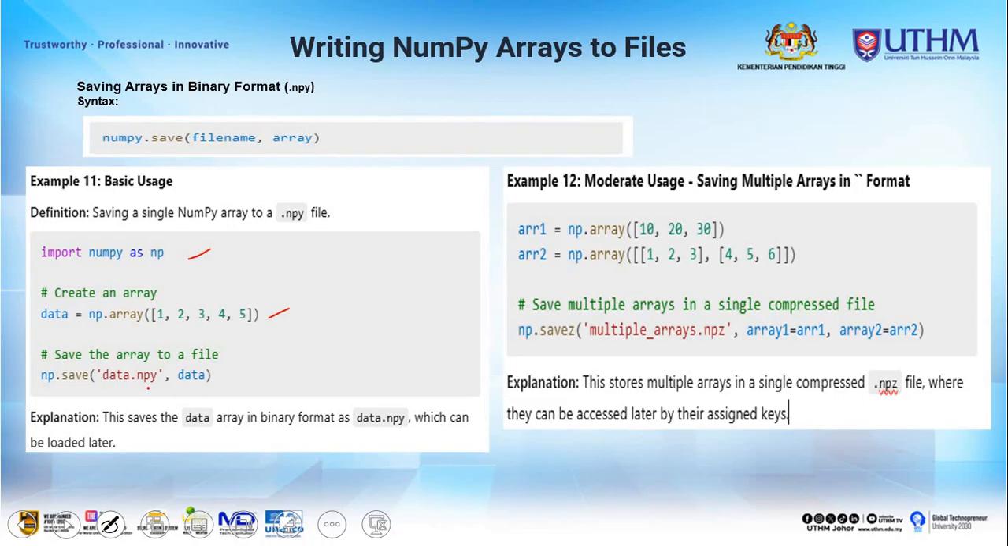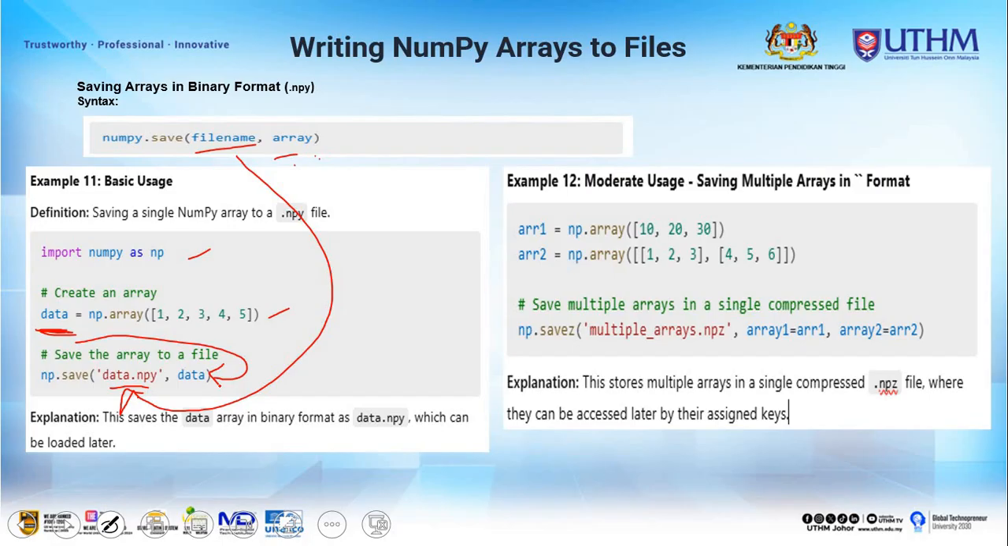Okay, so your file name is data.npy, and your array is your data here. This saves the data array in binary format as data.npy, which can be loaded later on.